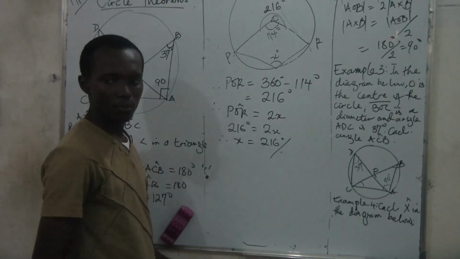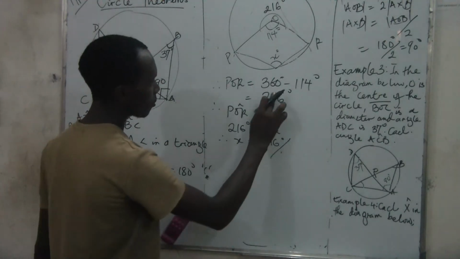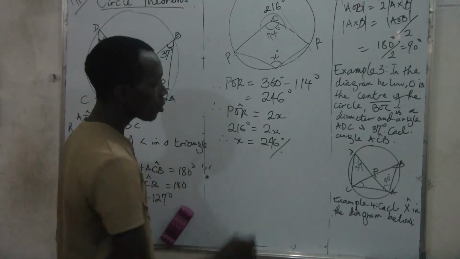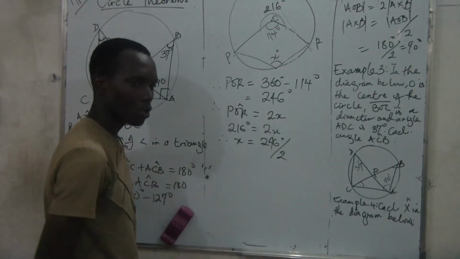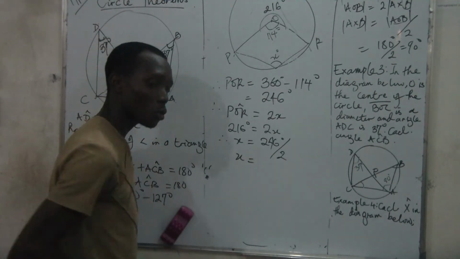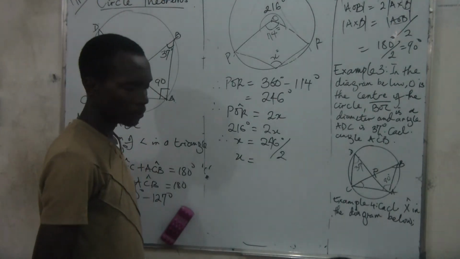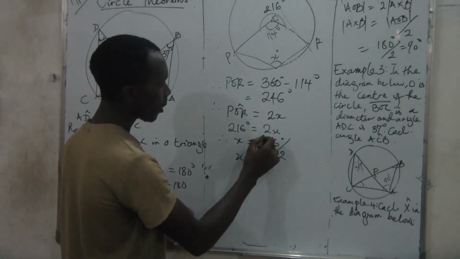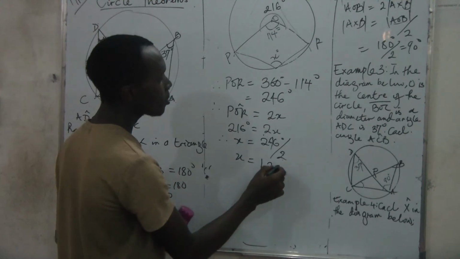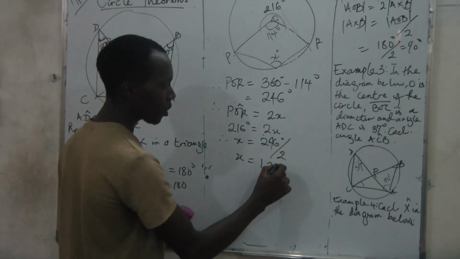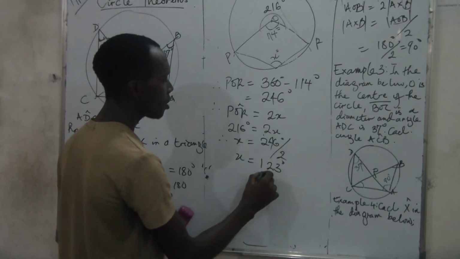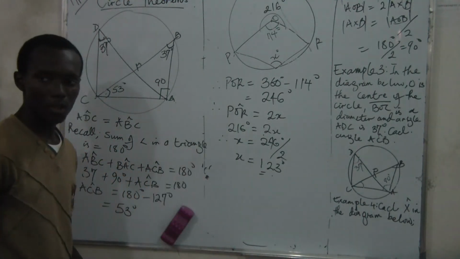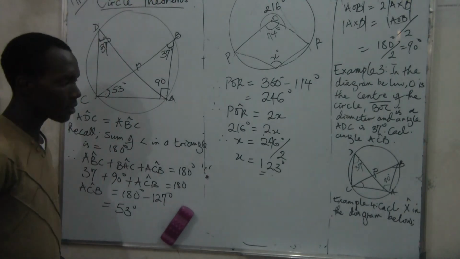Actually, it is 246, not 216. So 246 divided by 2. What would that give us? Half of 246. 2 goes into 2 once, 2 goes into 4 two times, and 2 goes into 6 three times. That's 123 degrees as the answer. So let's quickly take what we have on the board as we move over to the next theorem.